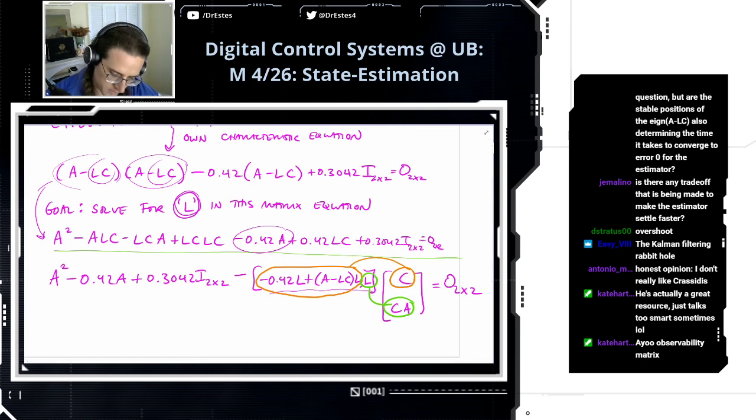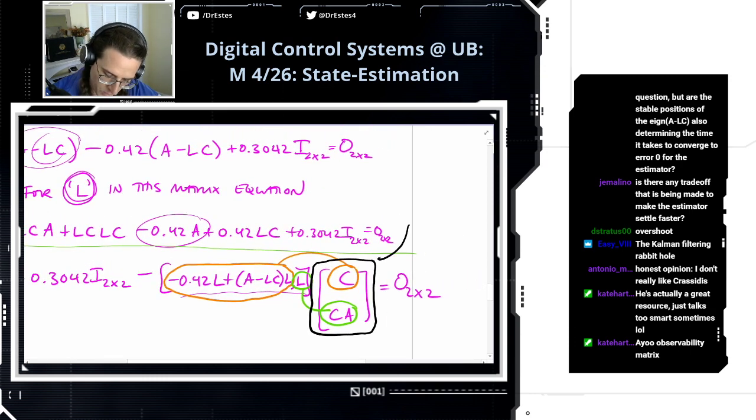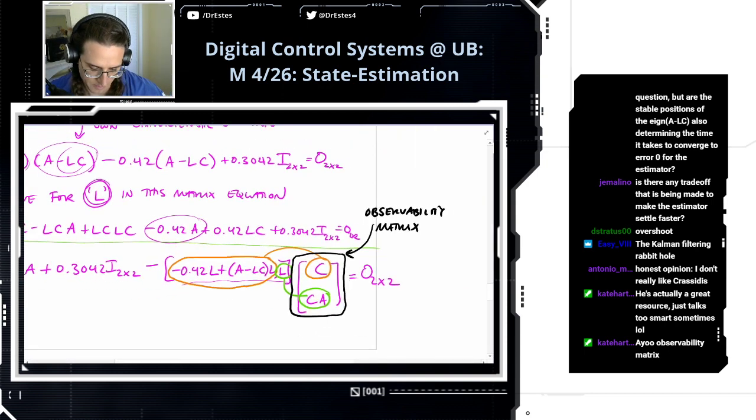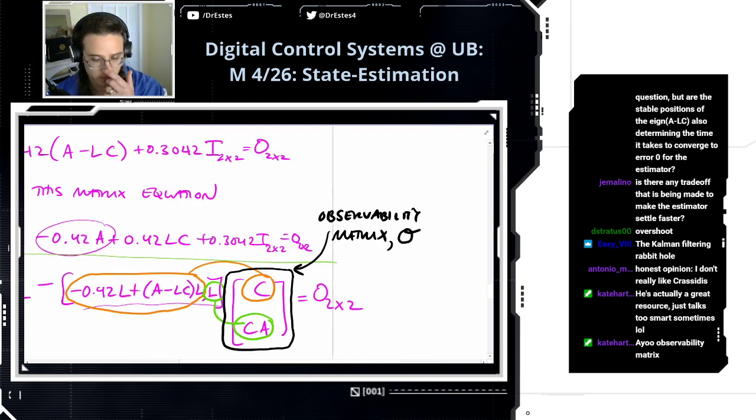Okay, but because Kate mentioned it, let's put a box around this. We won't be able to totally unpack this today, but this has a special name, the observability matrix, and we can talk about why it's called that, but for now, just accept it. And I like to label this with a capital O with a curl on it, for observability.